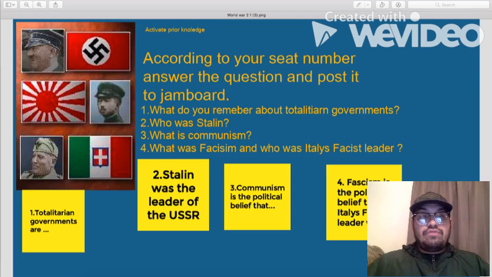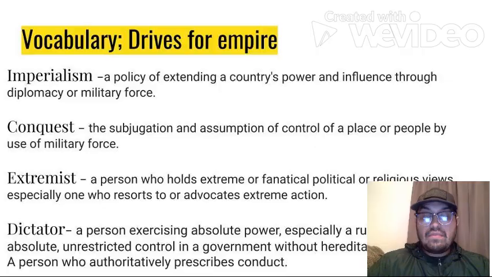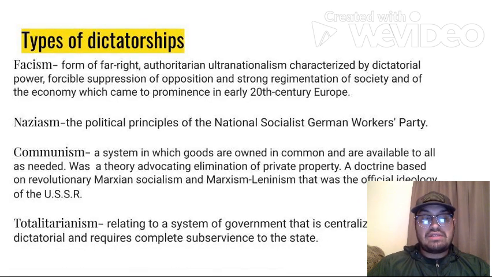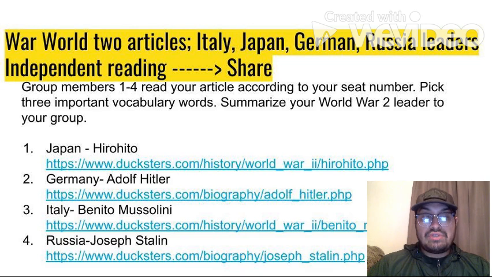I will then lecture for the next 2 slides, going over academic vocabulary such as imperialism, dictator, communism, and Nazism. After these 2 slides, at slide 8, I will then have the students independently read according to their seat number 1 through 4. Once they are done independently reading, I will then have the students share 3 vocabulary words and summarize their World War II leader to the 4 members in their group.